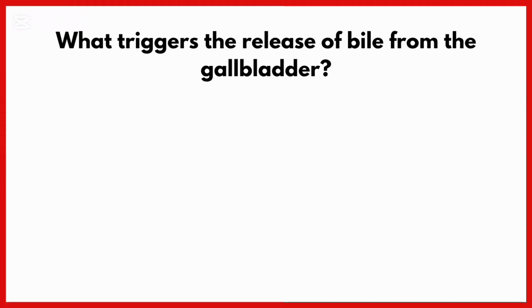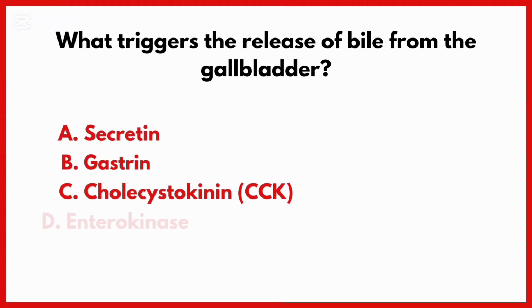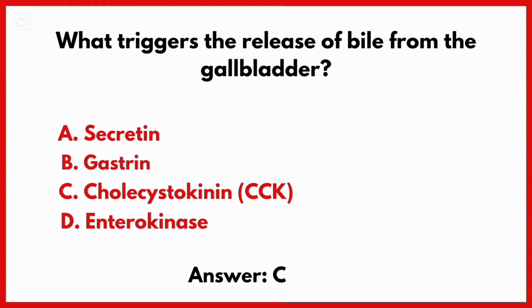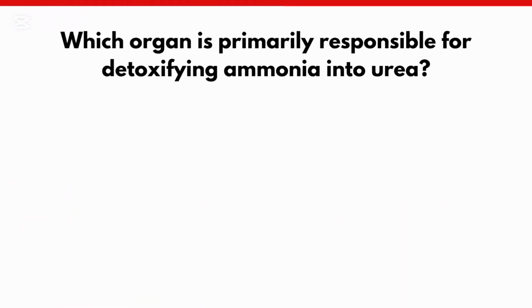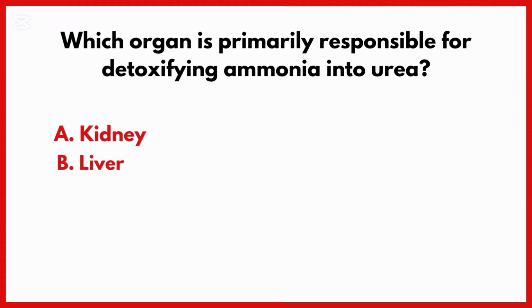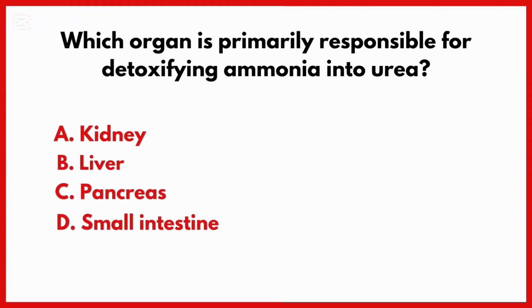What triggers the release of bile from the gallbladder? Correct answer is option C, cholecystokinin. Which organ is primarily responsible for detoxifying ammonia into urea? Correct answer is option B, liver.